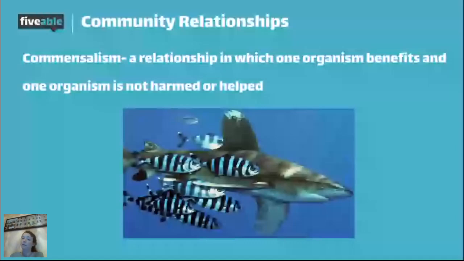And then lastly, one that you also might be pretty familiar with is mutualism, which is obviously a relationship in which both organisms benefit. So flower and bee, classic pollinator and pollinatee. So bees get nectar from flowers.